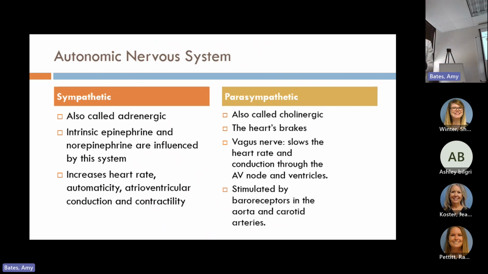Sympathetic nervous system, we can drive that up with all kinds of things. Patients are nervous in the hospital. We give them medication, fear, fever, all of those things that just drive that heart rate right up, right?